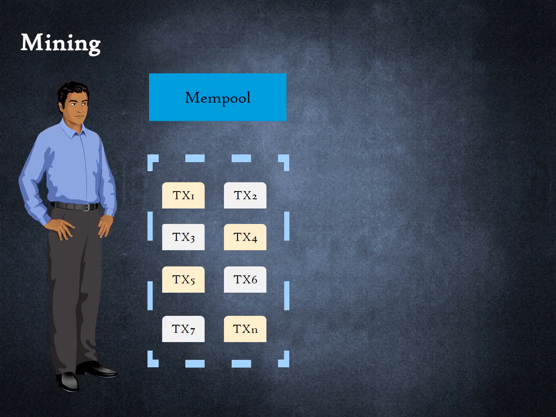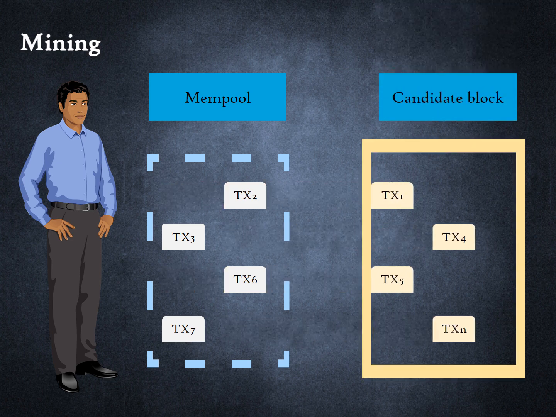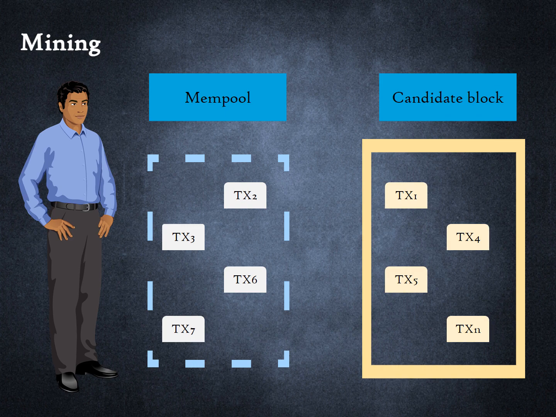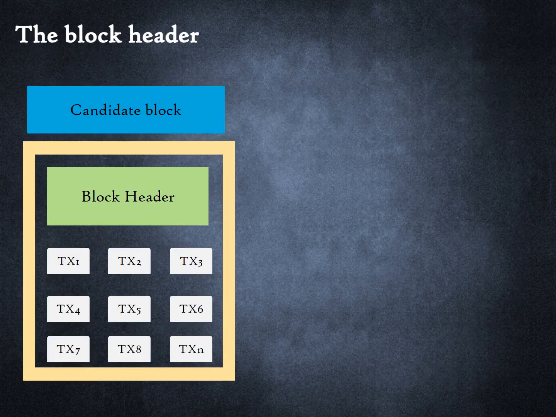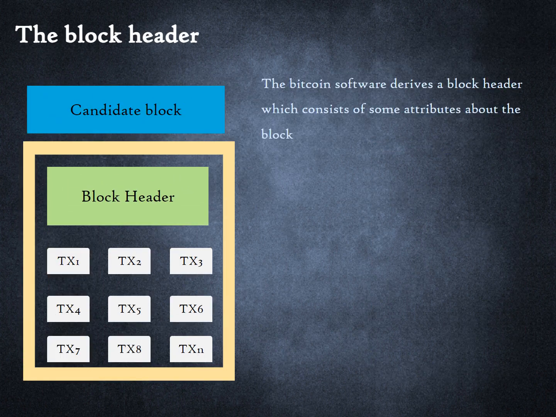Imagine there are 5,000 unconfirmed Bitcoin transactions in the mempool on the miner's node. A miner can pick a subset of transactions subject to the maximum permissible block size. Let us assume the miner picks 2,000 transactions. This block is called a candidate block, but it has not been chosen as the official record in the blockchain yet. The Bitcoin software derives a block header which consists of some attributes about the block.